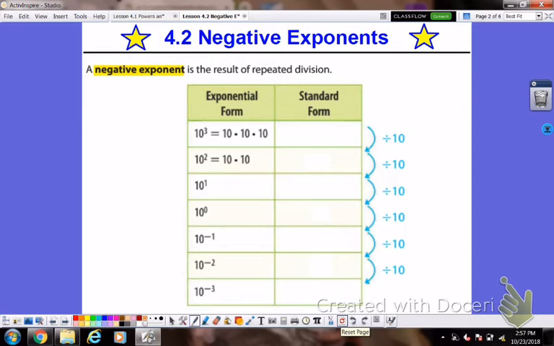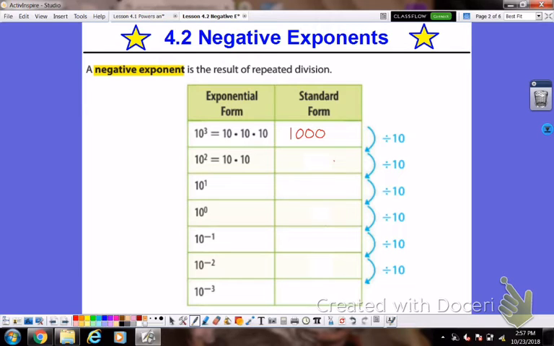Right, in this section we will be learning about negative exponents. So first off, a negative exponent is the result of repeated division. So if we fill in this chart, we have 10 to the third, which is the same as 10 times 10 times 10, and standard form would be 1,000.